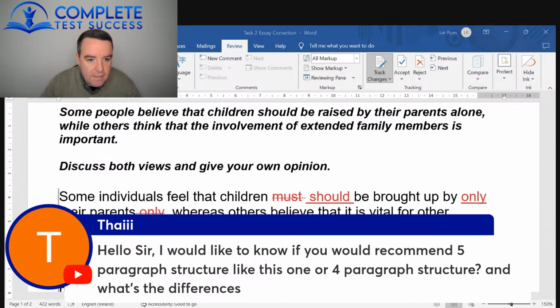Hey, Ty. Hello, sir. I would like to know if you would recommend a 5-paragraph structure like this one or a 4-paragraph structure, and what's the difference? There are many different structures that are acceptable. I like this 5-paragraph structure because then you're fully developing your idea. There are other structures where you just put your opinion in the introduction and the conclusion. There are other structures where you would comment on the 2 views within the body paragraphs about those views. So yeah, 5 or 4, as long as it's responding appropriately to the question, it doesn't really matter which one you use.